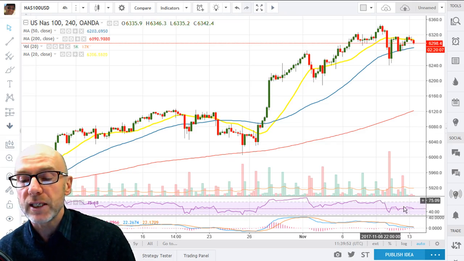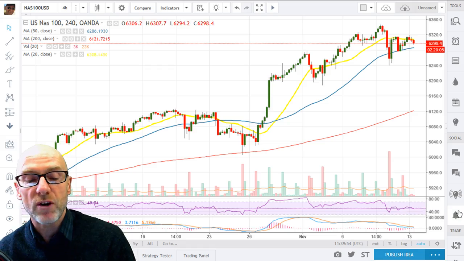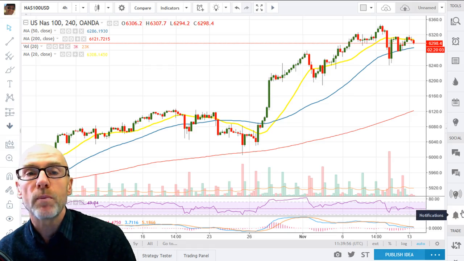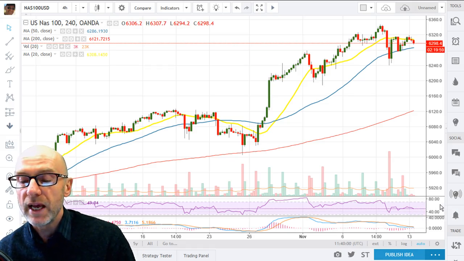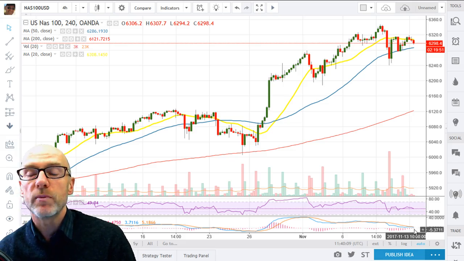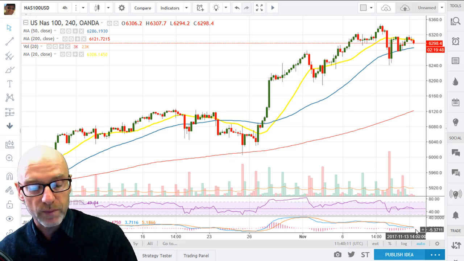Momentum here has been lost. We're drifting in a downtrend, and the RSI has just gone back below 50, 49.84, and the MACD as well is tracking down towards zero, slightly above at the moment, but the short term is below the longer term.